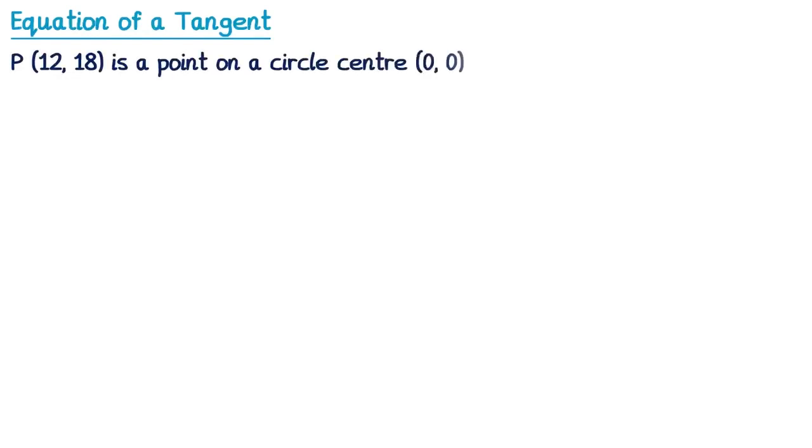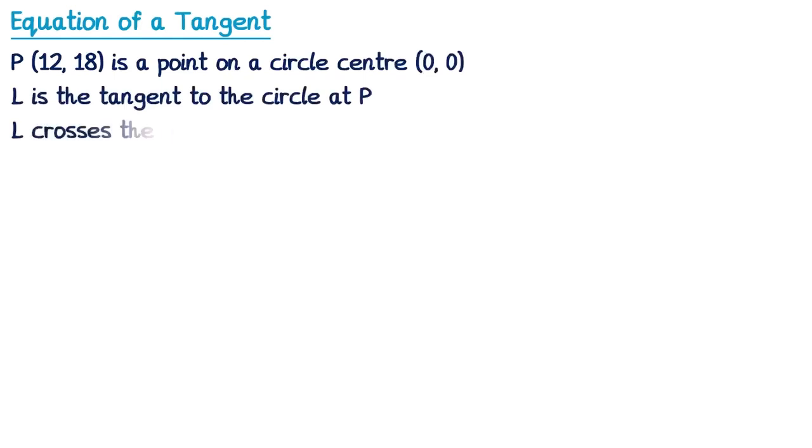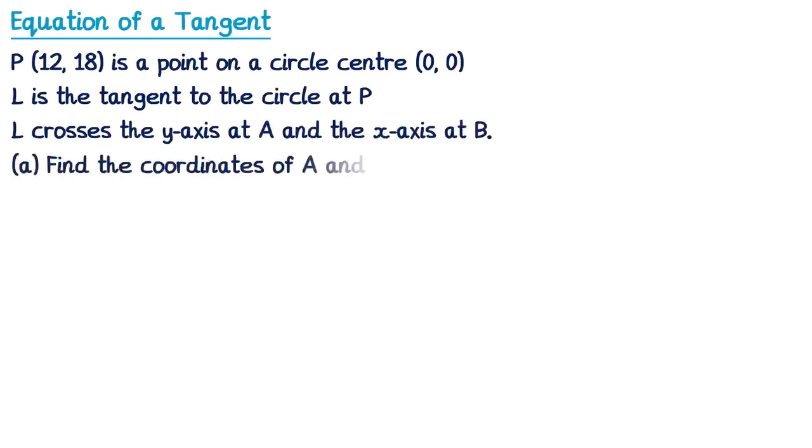Now we're going to have a look at one final question that has multiple parts to it. P is a point (12, 18) on a circle centre (0, 0). L is the tangent to the circle at P. L crosses the y-axis at A and the x-axis at B. And we need to find the coordinates of A and B.